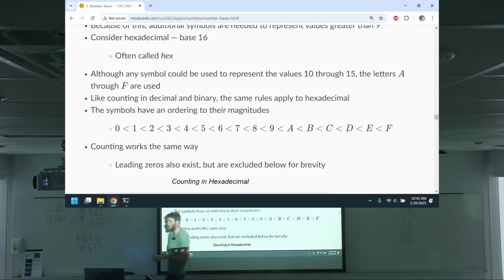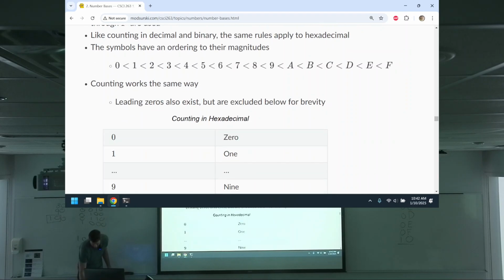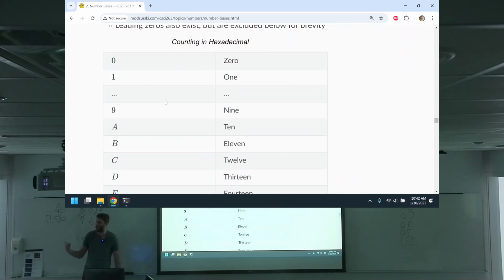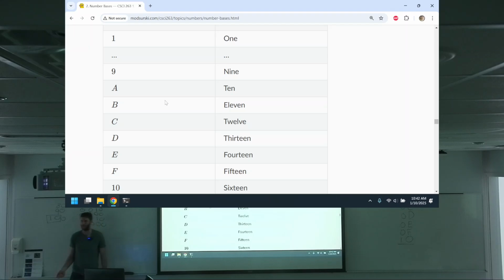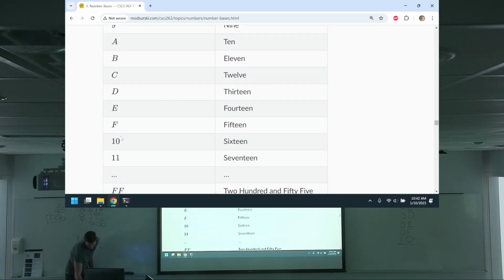So that's how we go. And like I was showing you, counting works the exact same way. 0, 1, and so on, up to 9. How do I represent 10? A. We don't write 1, 0. We write A, B, C, D, E, F. And then 10 comes after 15. Although it's not really ten, it's 1, 0. So 1, 0 means 16. 1, 1 means 17. Why? We have one 16 plus one 1, that's 17.